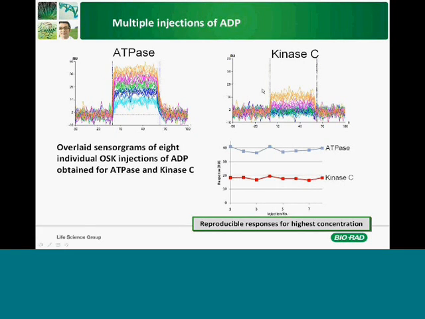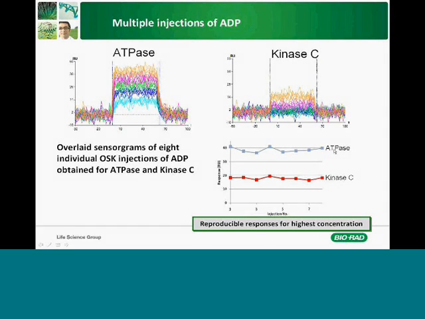So you can see here on the left the overlay sensorgram. Each color is a different concentration, and from each color there are 8 curves because it's 8 times the same injection. And you can see here at the bottom the red line is for kinase C, so you can see the injection number or the response unit of the highest concentration, which I think was 400 micromolar. So the signal of 400 micromolar at 8 different injections, you can see that it's very stable, it's reproducible and repeatable, and the same for the ATPase.